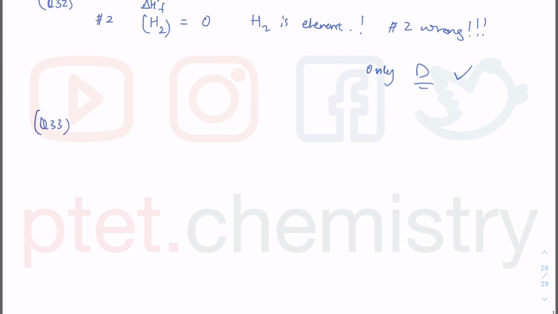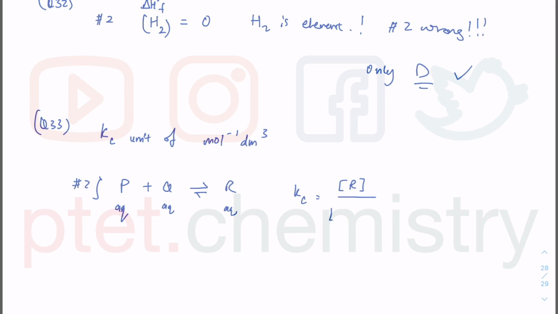Question 33, so they say Kc has a unit of mole minus 1 dm cube. So Kc unit of mole minus 1 dm cube. They say which of the following could be the equation. So let's check number 2 first. So P plus Q giving you R, all of these are aqueous. So my Kc will be concentration of R over concentration of P, Q. The power is all to the power of 1 because of 1, 1, and 1 in the stoichiometric equation.